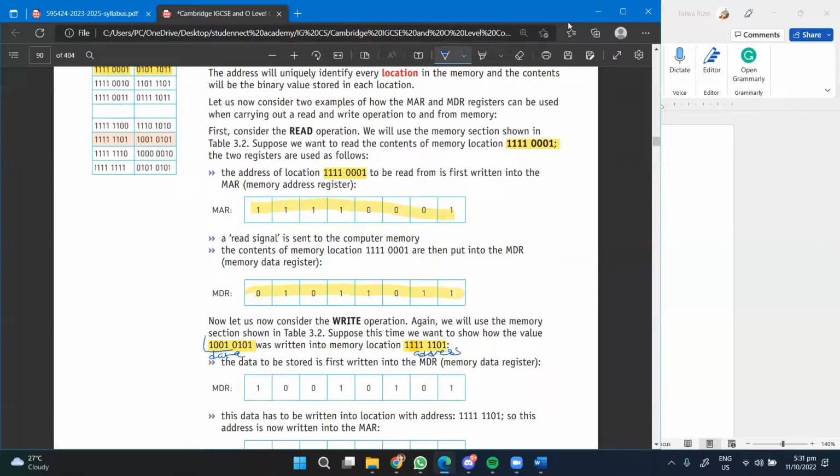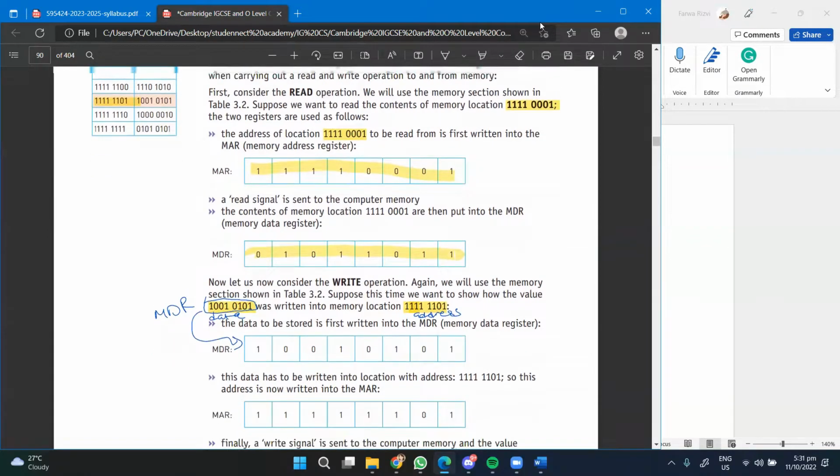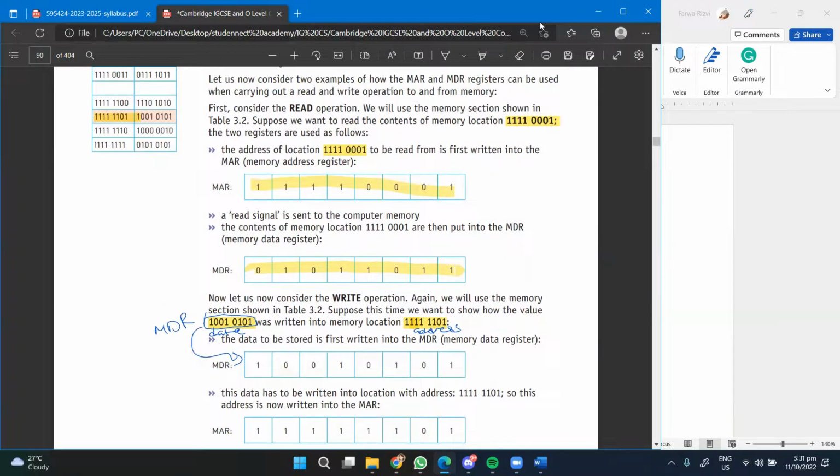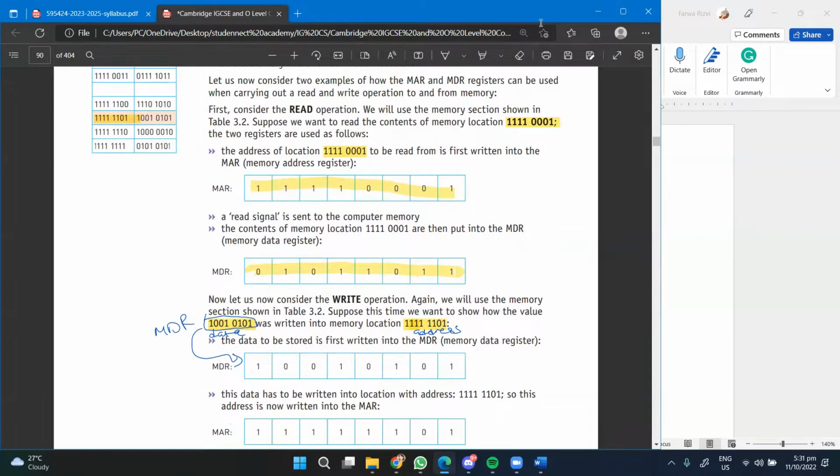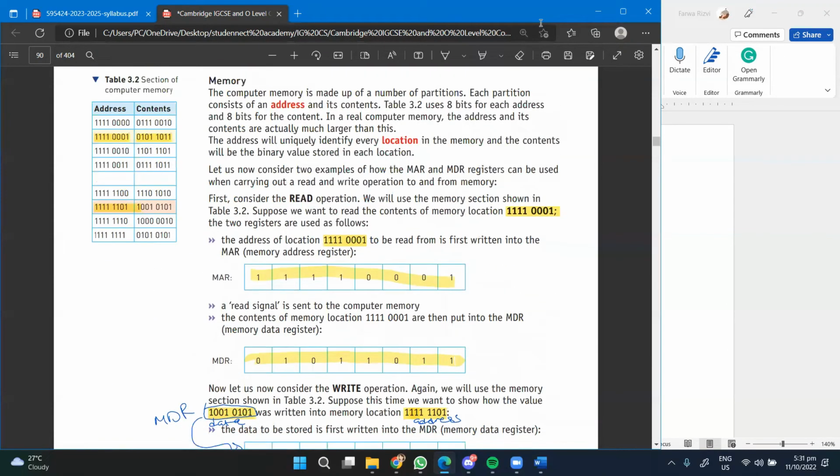So you're going to store this data inside the MDR. You can see this data is copied into your memory data register. And then once it's copied, you want to store it to this address. Now you're going to look up this address inside your table. It's on here, right? Let me highlight this. And now that we have the address, we're going to copy the contents of the MAR, and copy the contents of the MDR into the contents block as well, which is right next to that, which is here.